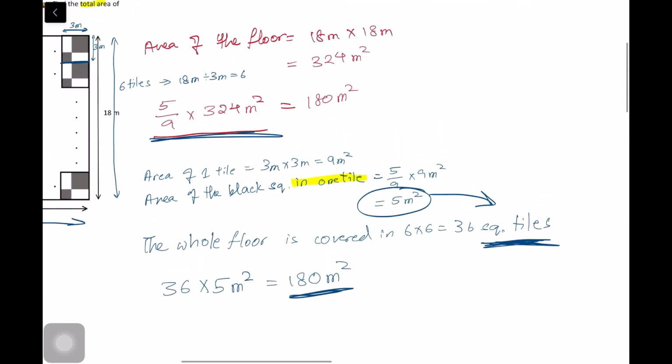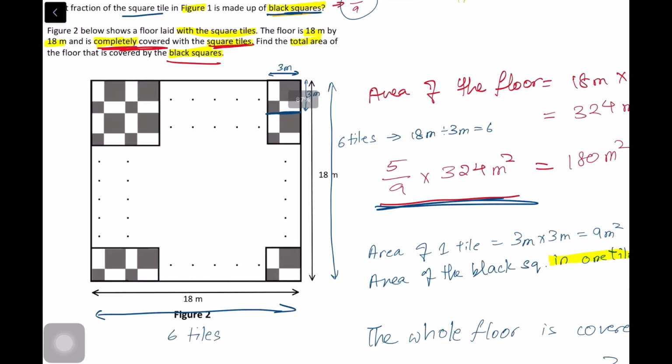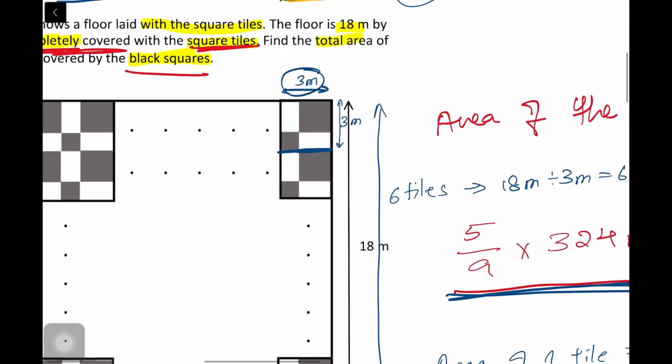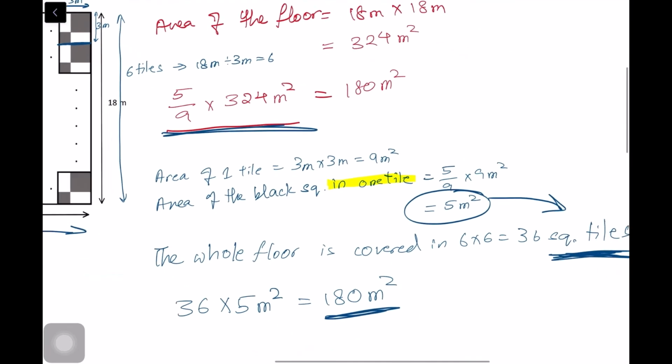Now, of course, since the question did not state the length of each tile, we can't outright assume that the length is 3 meters. So I just used 3 meters as an example for explanation.